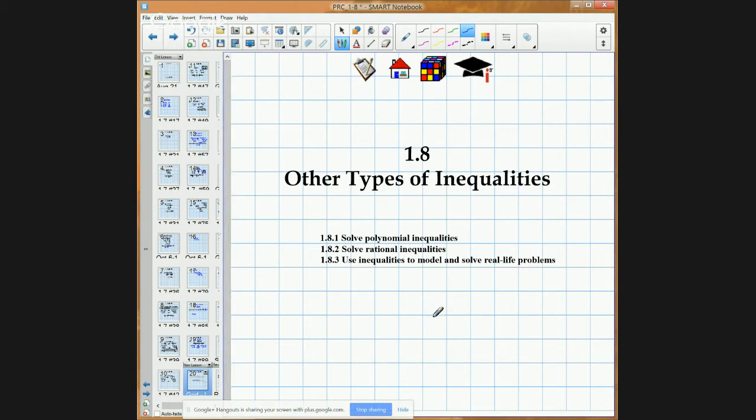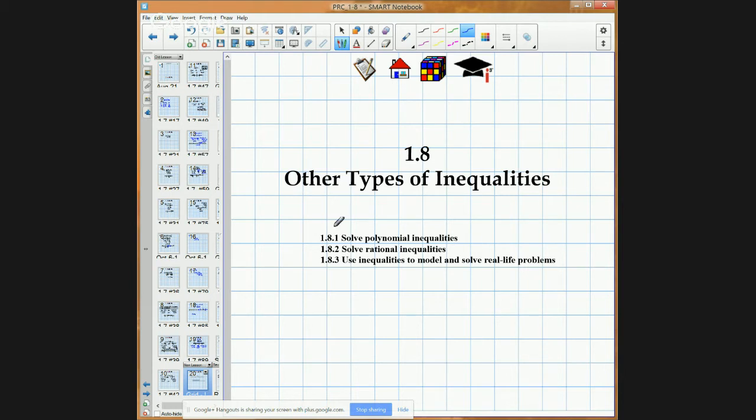And here's our last lesson. It's more inequalities. The first objective, solve polynomial inequalities. By that we mean, for today you only had linear inequalities. We didn't have any exponents today, did we? Well, guess what? We're going to have some exponents now. We're not going to go too high, but we're going to deal with nonlinear.